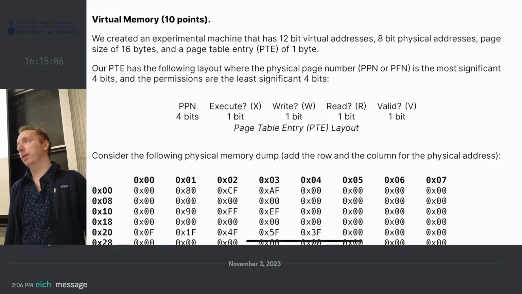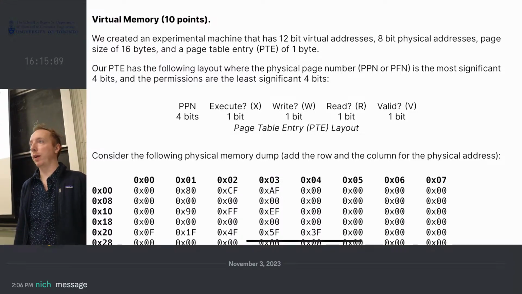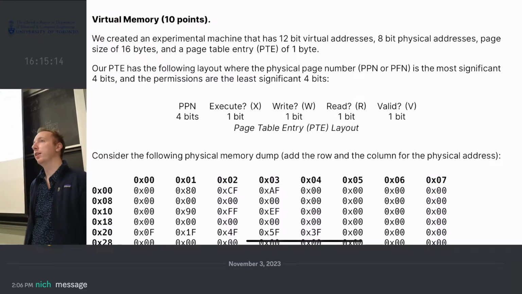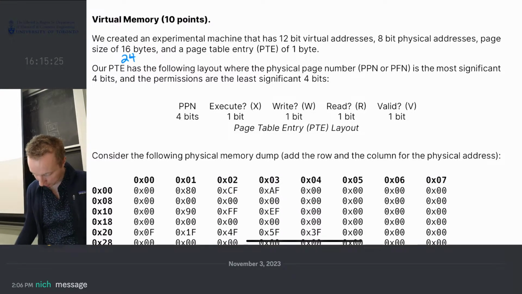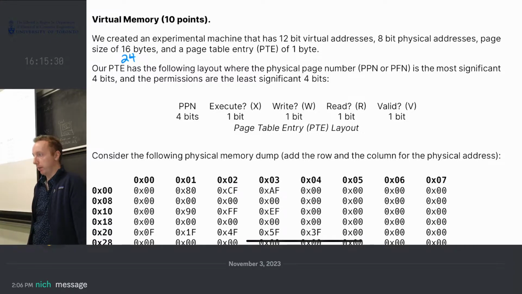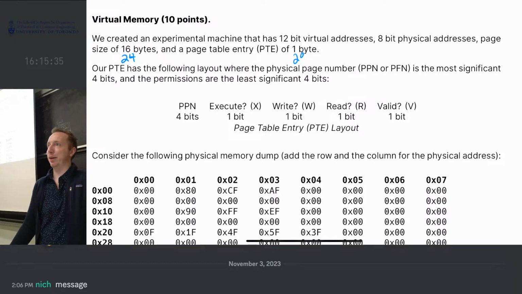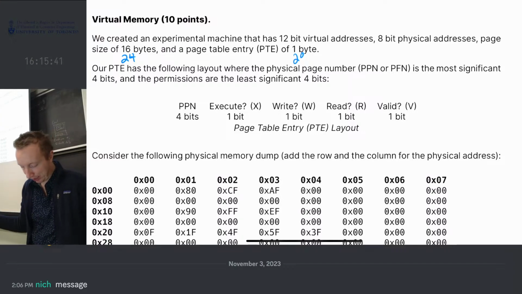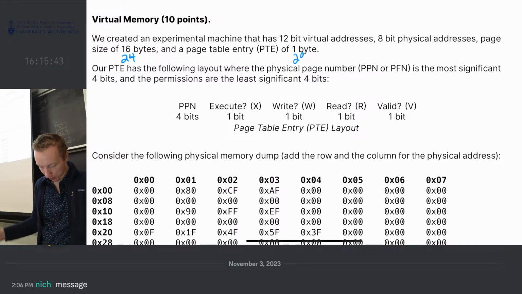Whenever I see a page size in bytes, I should probably just write it in powers of 2, because I'll probably need it. What's 16 in powers of 2? Yeah, 2 to the power of 4. So without even reading the question, I'll just put 2 to the power of 4 here because I will probably need it later. And then the page table entry size is 1 byte, which you can write as 2 to the power of 0 if you really want. But we're going to be multiplying and dividing by 1, so you don't have to do anything. But if you want to get in the habit of writing it, go ahead.